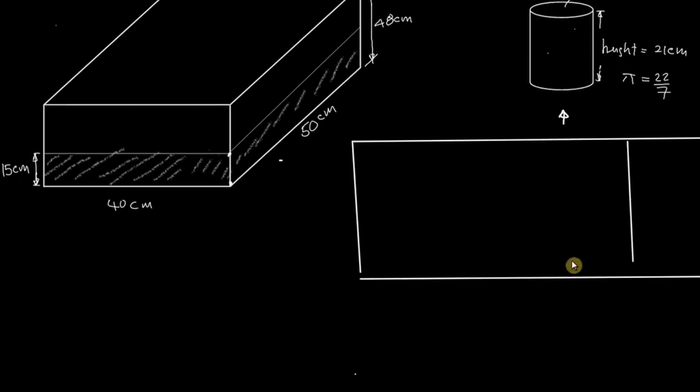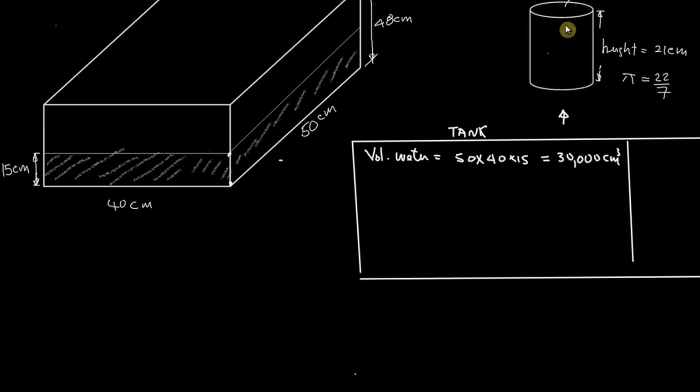Okay, so let's determine the volume of water in the tank currently. So here we'll have the tank. The volume of water in the tank is equal to length times width times height. So that would be 50 times 40 times 15, and that's equal to 30,000 cm cube.